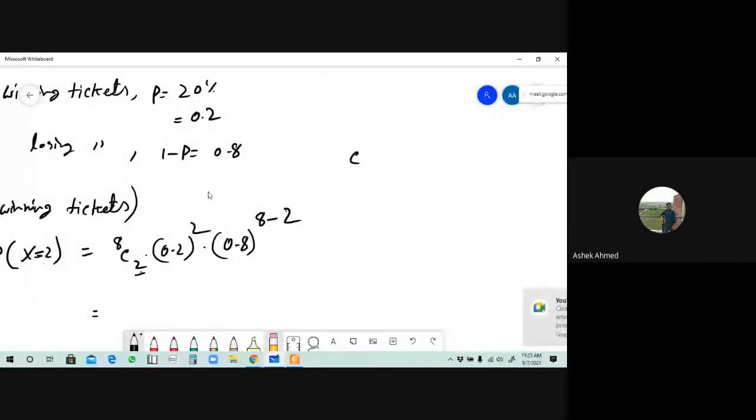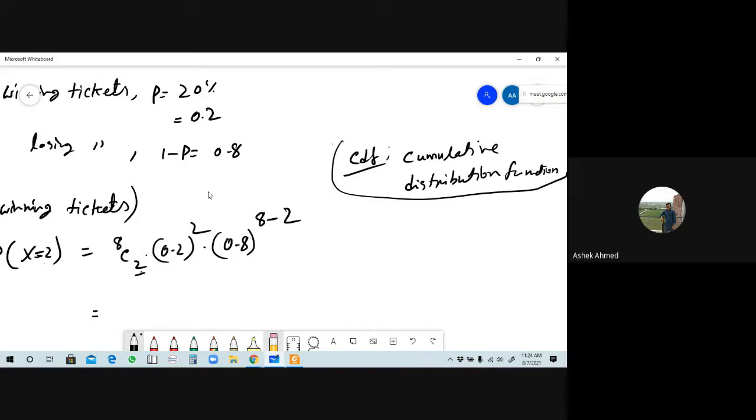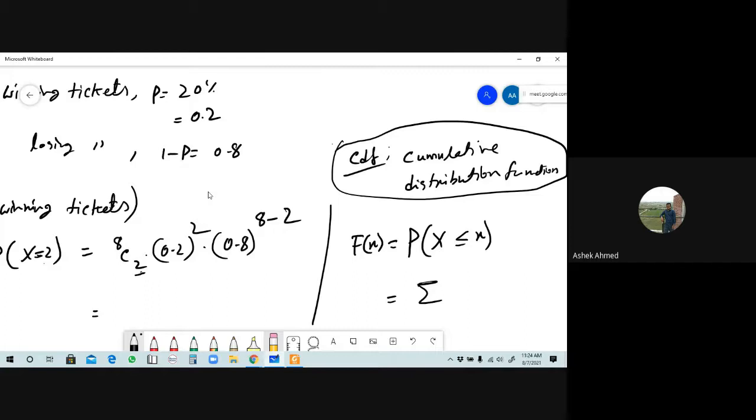CDF was the cumulative distribution function. This is the CDF here. The definition of CDF: capital F of small x is the probability that capital X is less than or equal to small x. So this will be the summation of the probability of X equals k, because the upper value is x, the upper limit will be x and the lower limit will be k equals 0 up to x. So what will this value be?